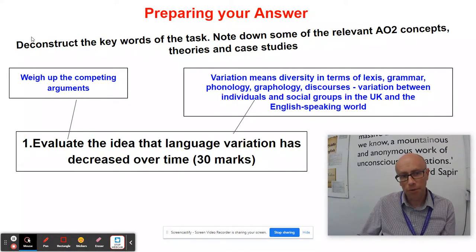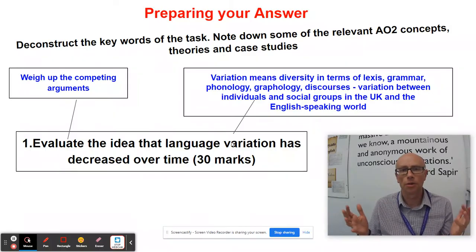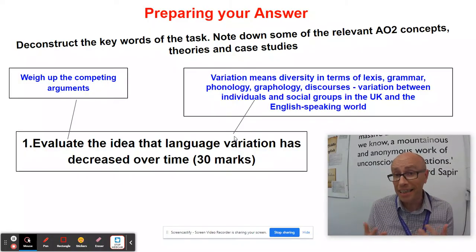Language variation. Notice what we're doing here. We're deconstructing the keywords of the task. What does language variation mean? Well, when we looked at the examiner's report on this, quite a lot of students across the country, when they answered this, didn't really know what language variation meant. So language variation means diversity, and it means diversity in terms of our beloved language levels.